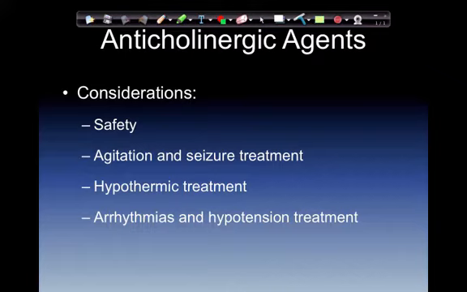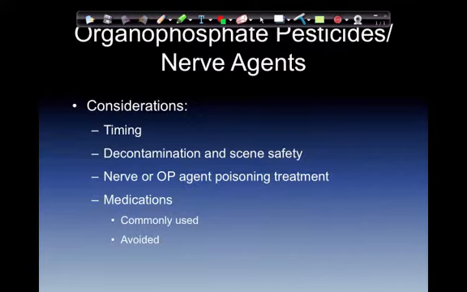Very simply, follow local protocols, and if you think that you have somebody with a TCA or tricyclic antidepressant overdose, the antidote for that is going to be sodium bicarbonate. Organophosphates and nerve agents: this is going to be our 2-PAM chloride and our atropine.